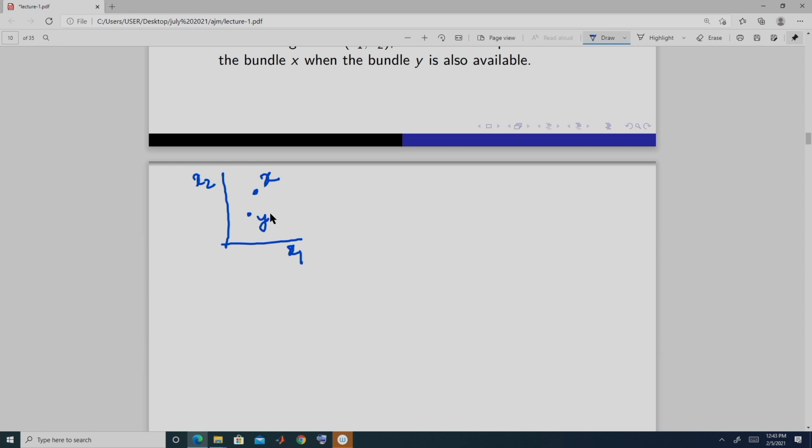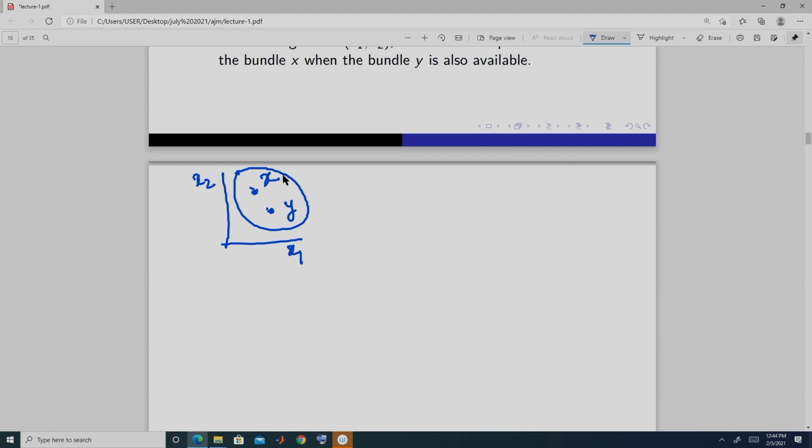Now, suppose we have a set from which I have to choose a bundle, given by all the points lying in this set. Then I should have that x is at least as good as y, or y is at least as good as x. If it is not there, then while comparing all these bundles based on this "at least as good as" relation, I will not be able to compare these two, right?